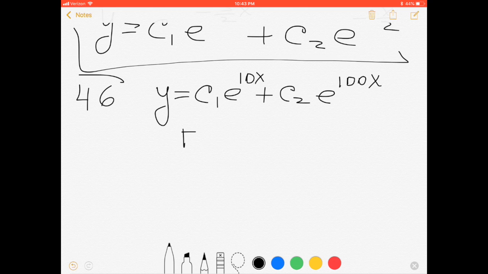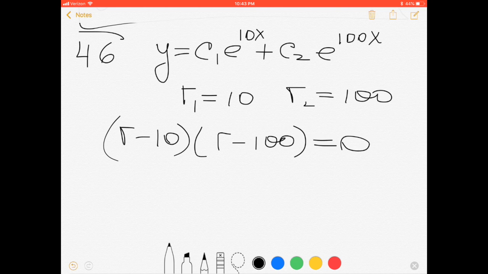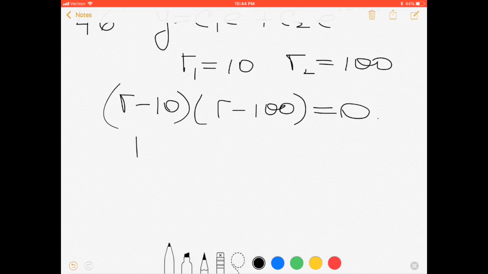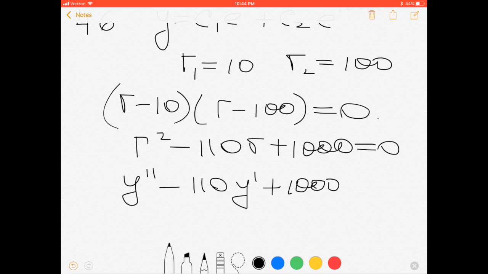Okay, this means r1 here is equal to 10, r2 equal to 100, and our characteristic equation will be (r minus 10)(r minus 100) equals 0. This means it will be r squared minus 110r plus 1000, or the second derivative minus 110 times the first derivative plus 1000 times the function equals 0.